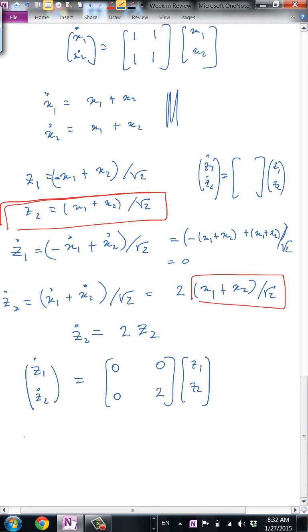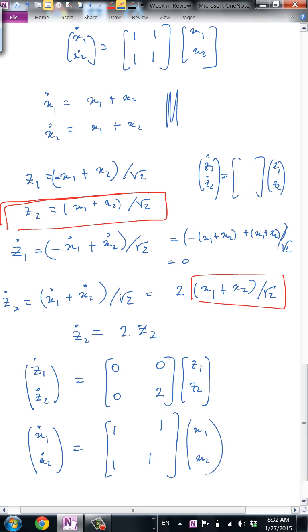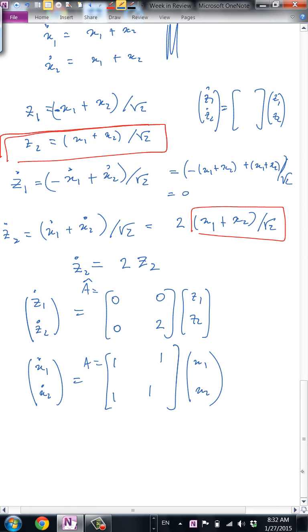So let's compare this to x1 dot, x2 dot, which is equal to [1, 1; 1, 1] times x1, x2. So what I'm saying is that these two systems, even though this matrix A and this matrix, let's call this A and let's call this A hat, look very different. Let's give x credit for being first. So this A and the z matrix A hat, they actually represent the same system. So let's see more generally the transformation that we did.